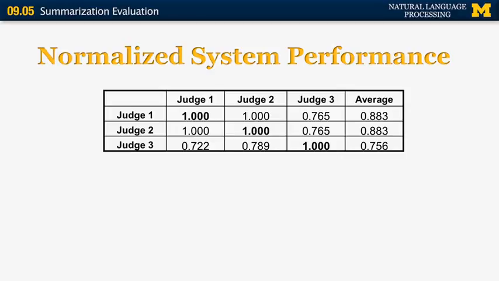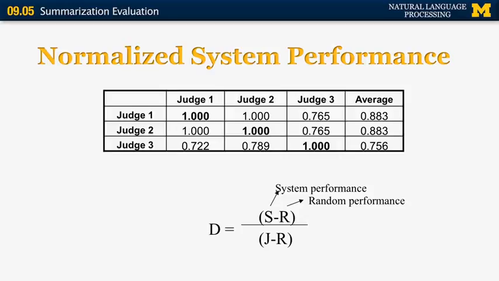Okay, so now we get to the punchline of relative utility. So we're going to compute the following formula: (S - R) / (J - R). What are those? R is random performance. I'm going to explain this on the next slide, but essentially it's a lower bound on the performance of the automatic system. S is the system performance, so this is the actual utility performance of the system on the current data set. And J is the average of all the judge scores above. D now is a normalized system performance.